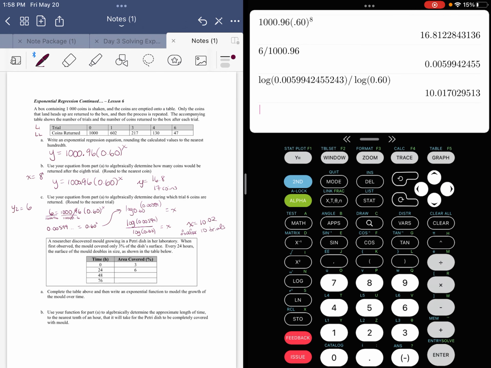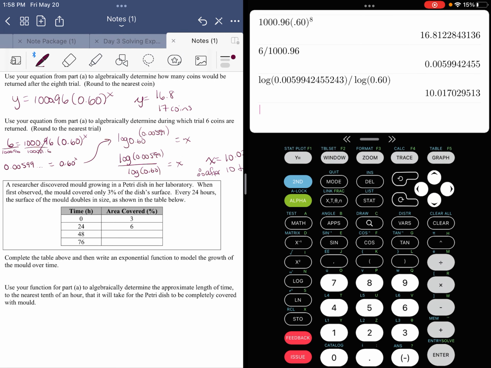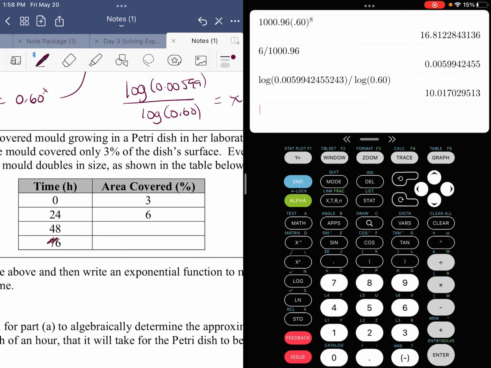All right, now we are going to do this next one here. A researcher discovered mold growing in a petri dish. When it was first observed, the mold covered 3% of the dish's surface. Every 24 hours, the surface of the mold doubles in size as shown in the table below. This is supposed to be 72. Okay, so if it's doubling, we're going to get to 12% and then 24%.